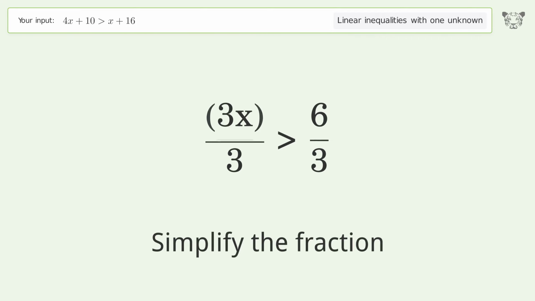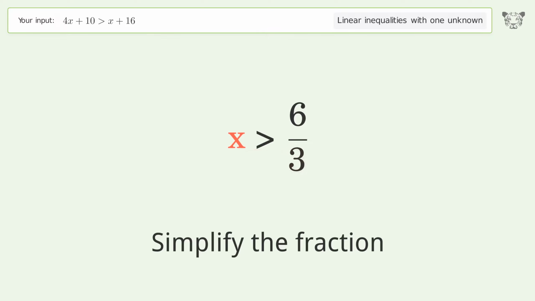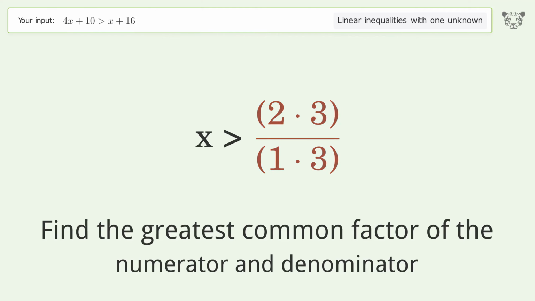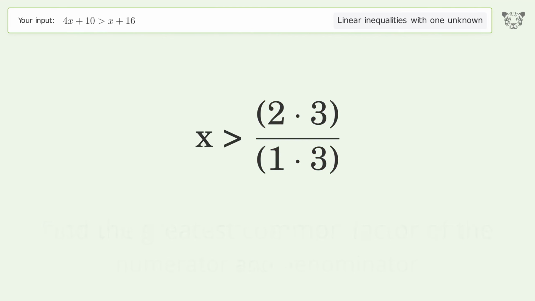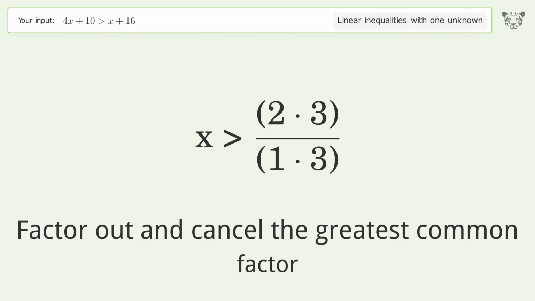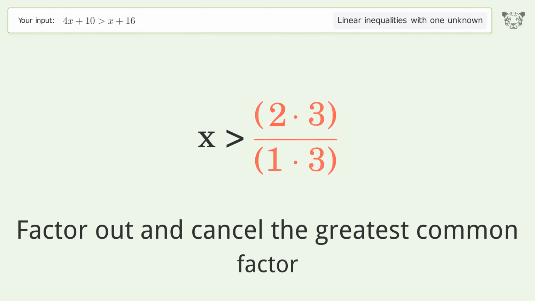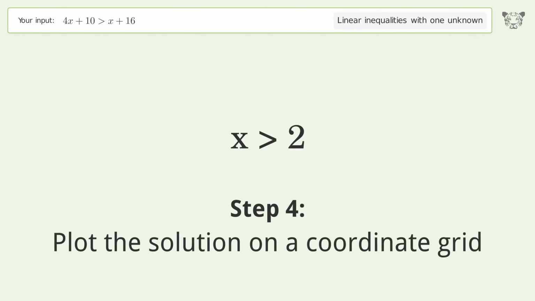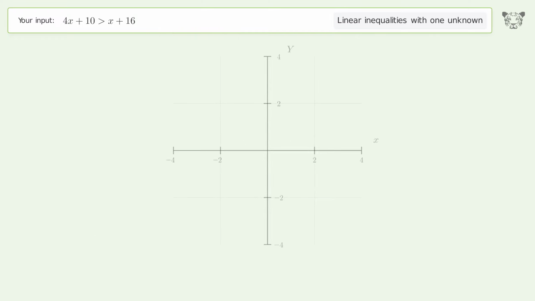Simplify the fraction. Find the greatest common factor of the numerator and denominator. Factor out and cancel the greatest common factor. Plot the solution on a coordinate grid. And so the final result is x greater than 2.